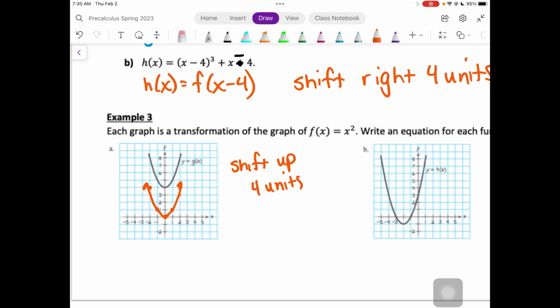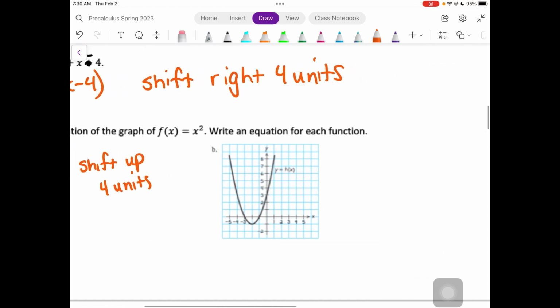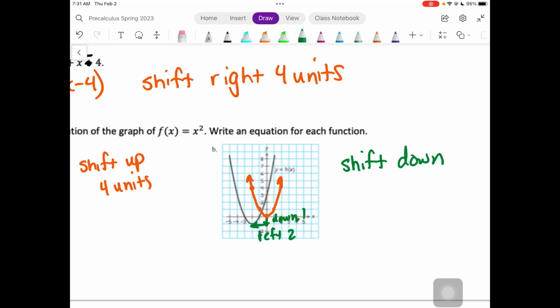Okay, so that one was just a vertical shift. And then B, again, our parent function is this. There's our x squared, f of x equals x squared. So we went down 1 and to the right 2. So down 1 and, I'm sorry, to the left 2. So shift down 1 unit and left 2 units.